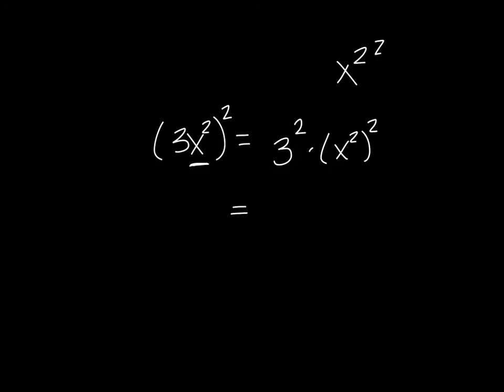Okay, then I do the next step, so 3 squared, I can do that, that's 9. And remember our next rule said if you have an exponent to another exponent, you multiply them, so 2 times 2 is 4. And so my answer is 9x to the 4th.